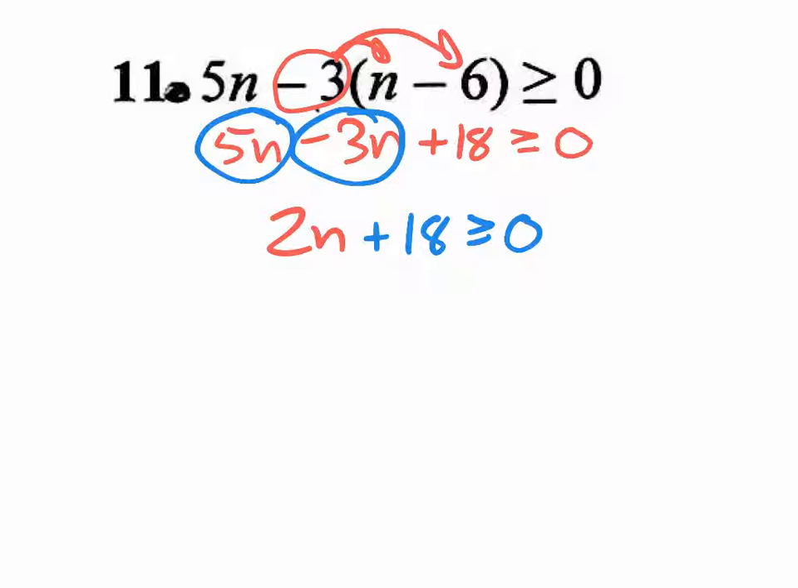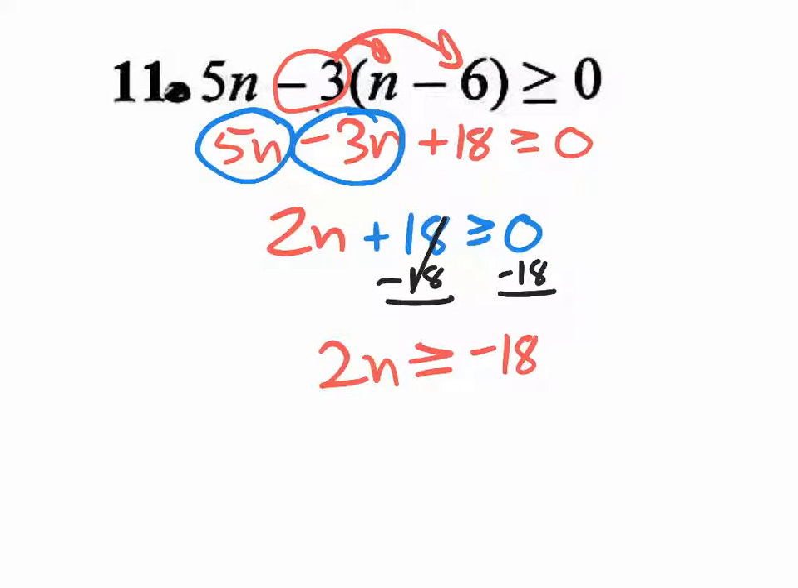We're almost done. We need to get the n by itself. So Rosalba, what do we do next? Thank you very much. We're going to subtract 18 here. What I do to one side, I do to the other side. 18 take away 18 is 0. So I have 2n greater than or equal to negative 18. Of course, I'm not flipping it because the only time you flip it is when you multiply or divide by a negative.